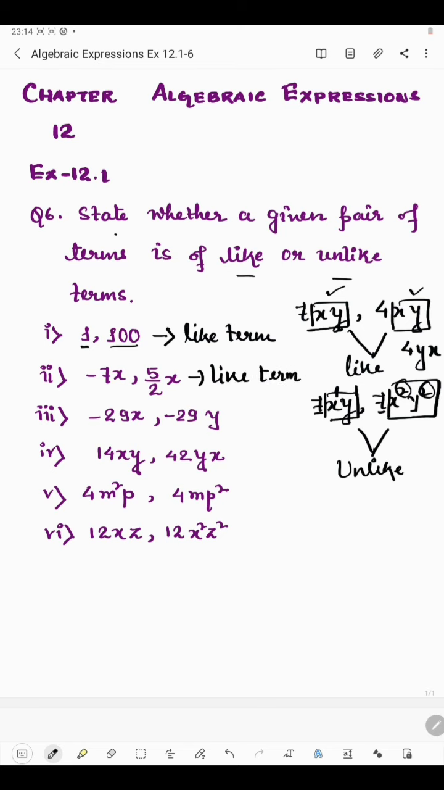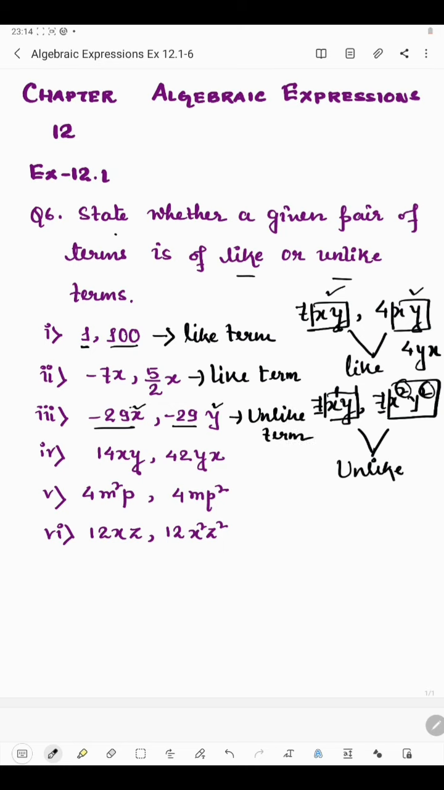Now in the third part we have minus 29x and minus 29y. Here we can see that the number is same, but to check whether it is like or unlike term, we need to check the variable part. Here we have x and here we have y, and both are not same, so this is called unlike term.